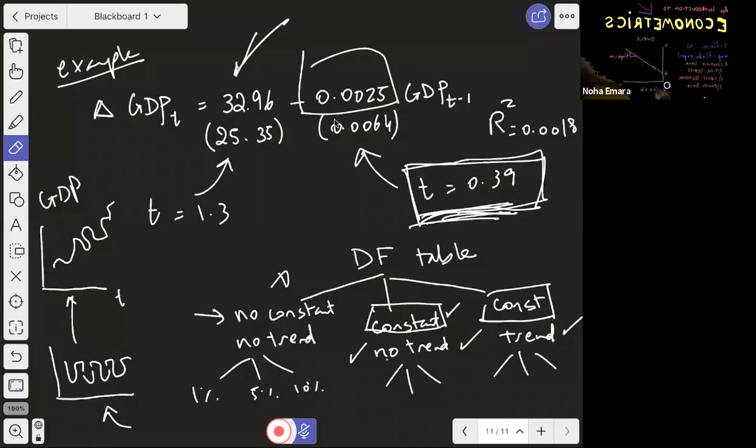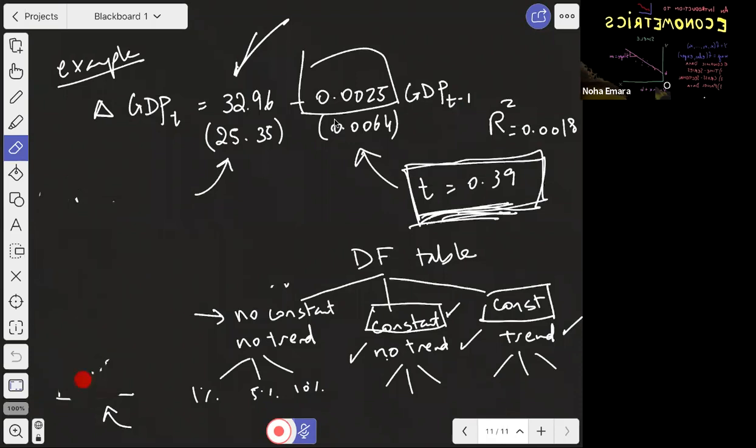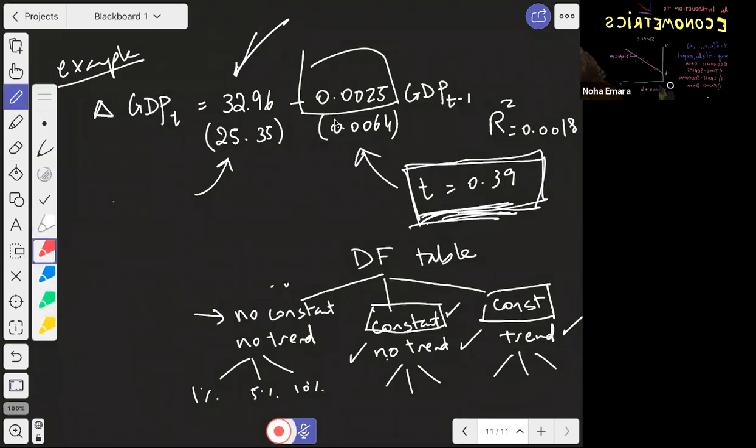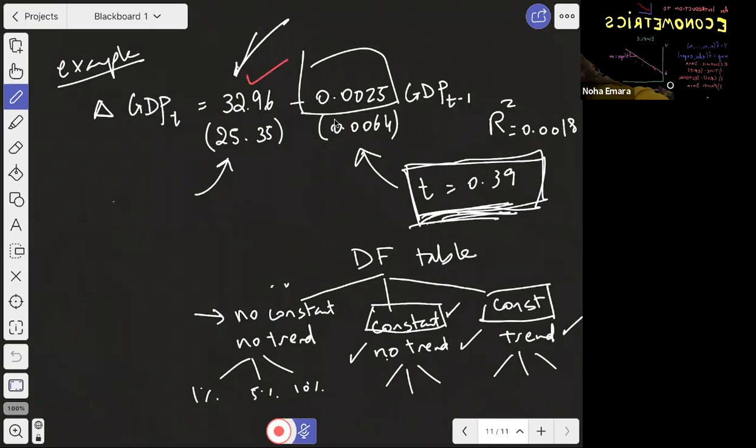So suppose that I find that, let me write it here. Based on the model I have an intercept, so I'm going to choose the DF table that has an intercept, and suppose GDP depends on time. So I'm going to go to this version of the table, constant and trend, okay? And in this case, I'm going to say, okay, the 0.39, which is my t-statistic, is below the critical value of the DF test for this version of the table, okay?